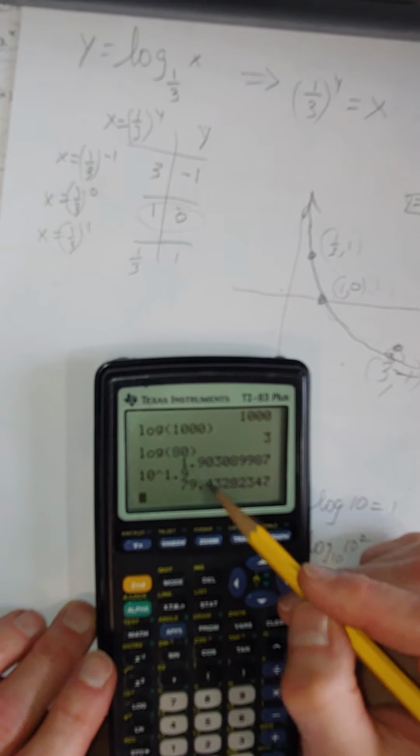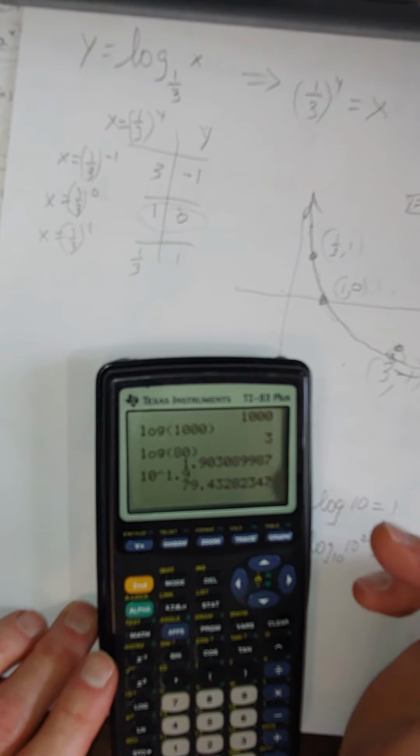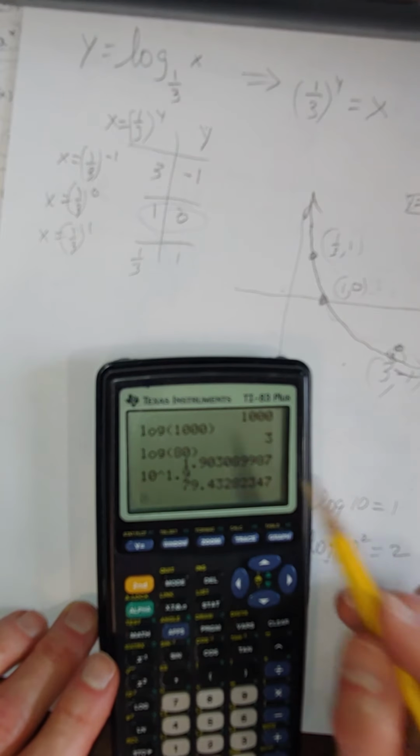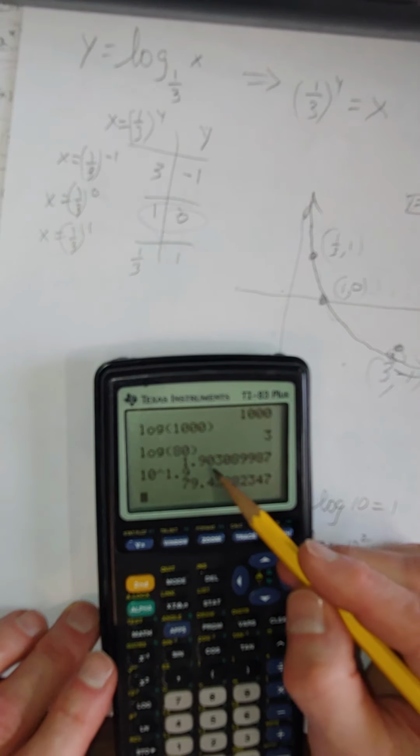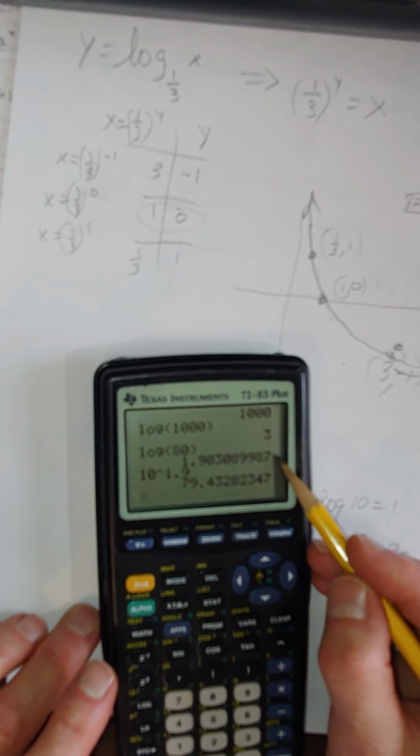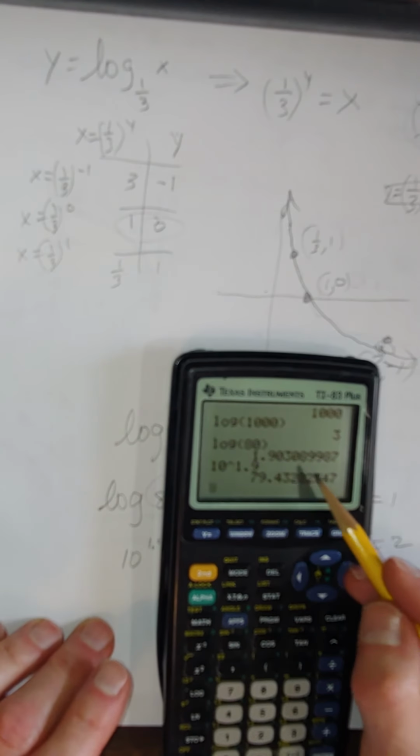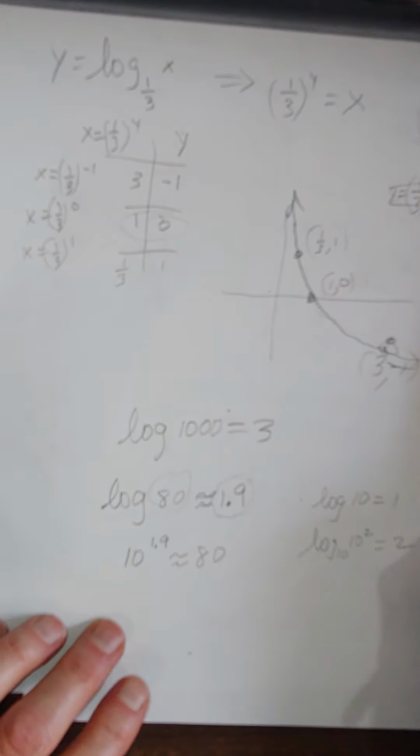But I cut off part of the decimal. I rounded it to one decimal place, so I lost some. It's really a little bit bigger than 1.9. If I punched all those numbers into my calculator, it probably would come up 80, even though that's not the exact answer. That's just all my calculator can handle. It really goes on forever and never terminates, never repeats.